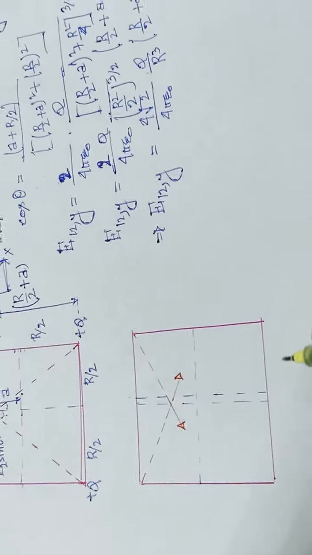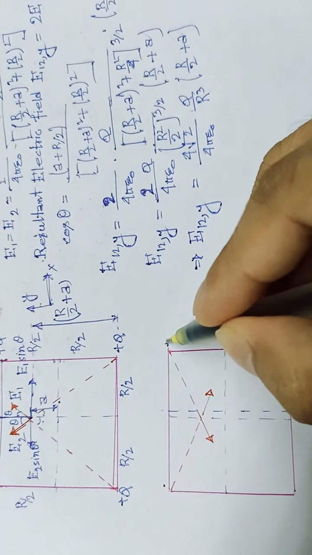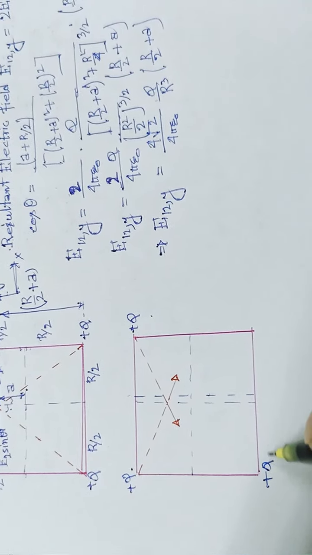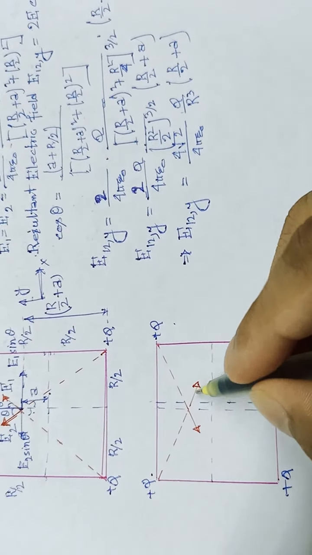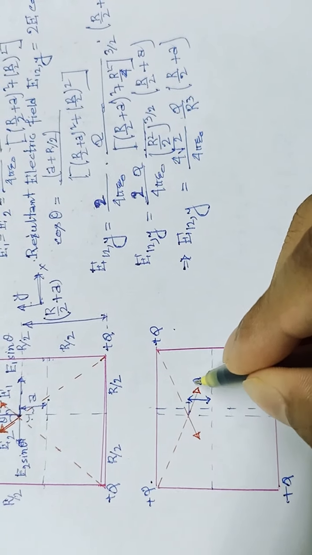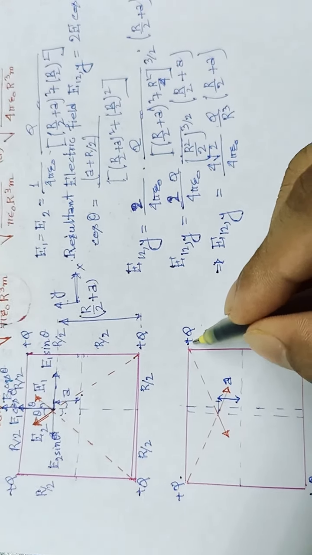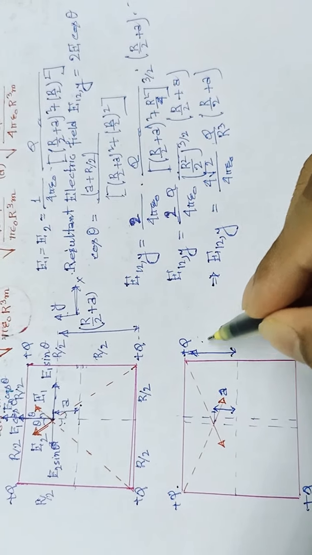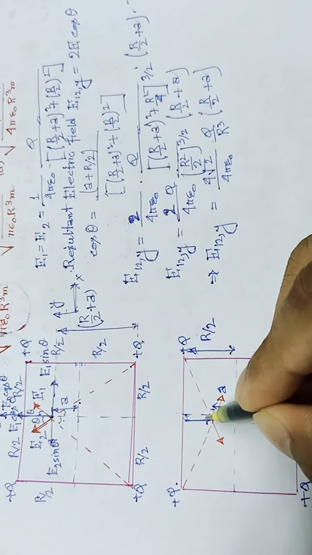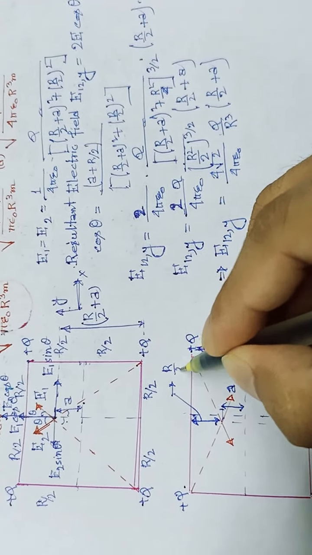Similarly, if we want to find the electric field due to these two corner charges, this is plus Q, this is again plus Q, and if this distance is equal to A and this total distance is equal to R divided by 2, therefore we can write this length will be equal to R divided by 2 minus A.